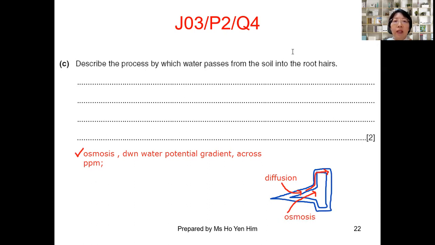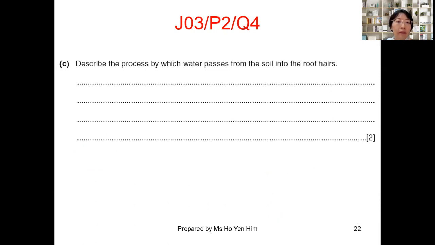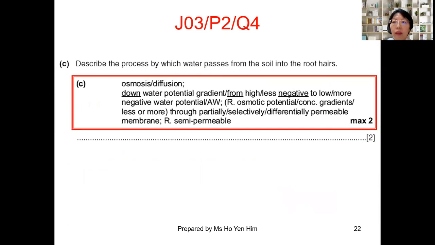Okay, so let us check whether our answers are correct. So osmosis or diffusion, 1 mark. Down water potential gradient, 1 mark. And then if you say osmosis, you can say through a partially permeable membrane is another mark. You see, they reject semi-permeable, so don't use the word semi-permeable. Okay, so there you go, you get the 2 marks.